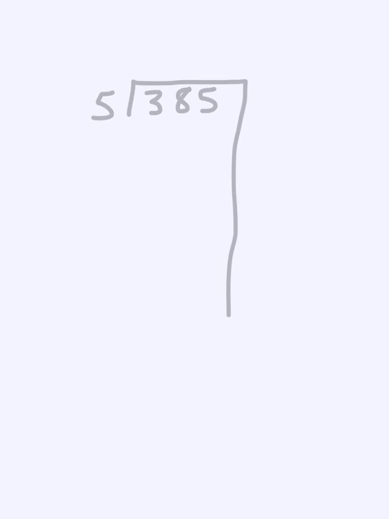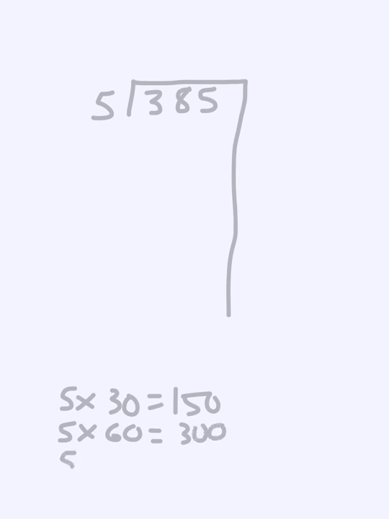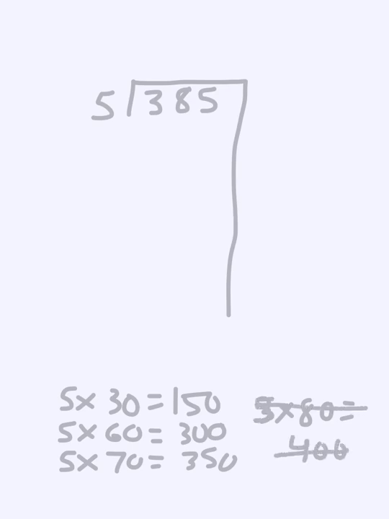So in this problem, we're working with multiples of 10. So if I think 5 times 30 would be 150, so I still need to go up higher. So I'm going to try a 60. 5 times 60 would be 300. I think I can even get a little closer. So let's see, 5 times 70 would be 350. And 5 times 80, my bad, 5 times 80 would be 400. So that's too big. So we're going to go ahead and start with a 70.